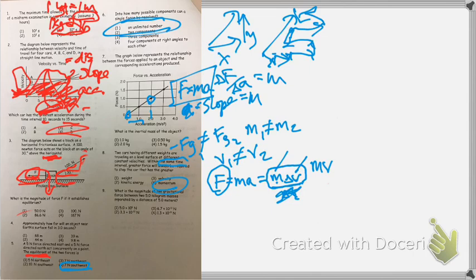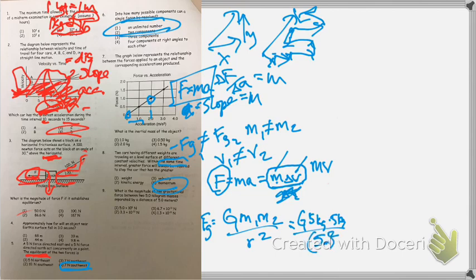All right, last question. What is the magnitude of the gravitational force between two 5 kilogram masses separated by a distance of 5 meters? The gravitational force is G m1 m2 over r squared. So it's G times 5 kilograms times 5 kilograms divided by 5 meters squared. Basically, these are going to cancel out, right? 5 times 5 and 5 times 5. So your answer is G, so 6.67 times 10 to the negative 11.